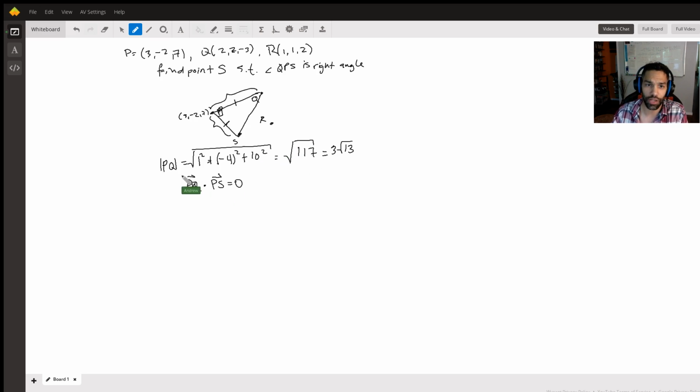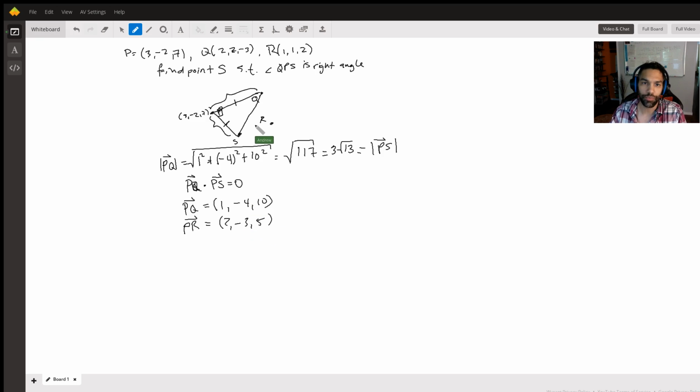So we have a couple things here. The magnitude of PQ is equal to the magnitude of PS, and we're imagining that these are vectors. So let's go ahead and write these out as vectors. This vector PQ, we kind of already did that here, which is going to be equal to 1, -4, and 10. And then PR, and this is going to become important in a second, is 2, -3, and 5.